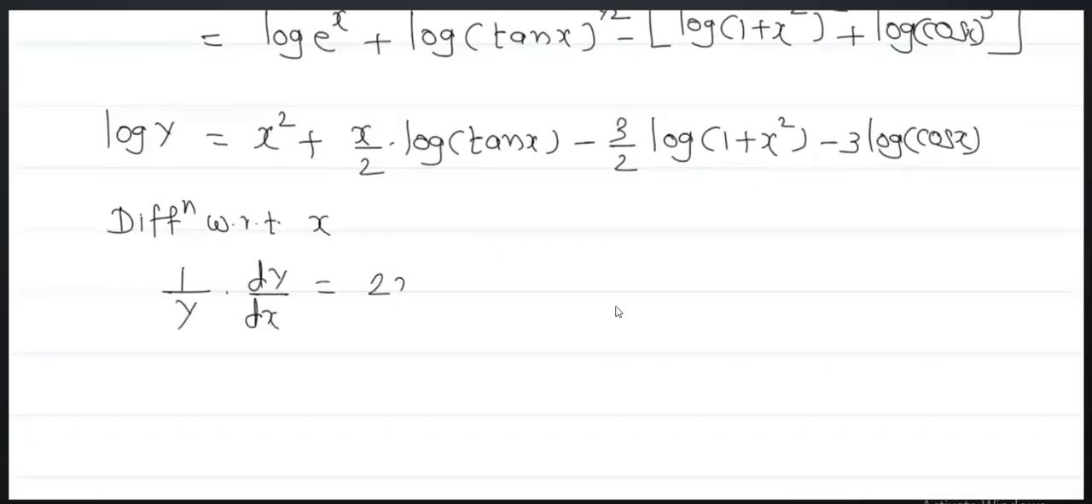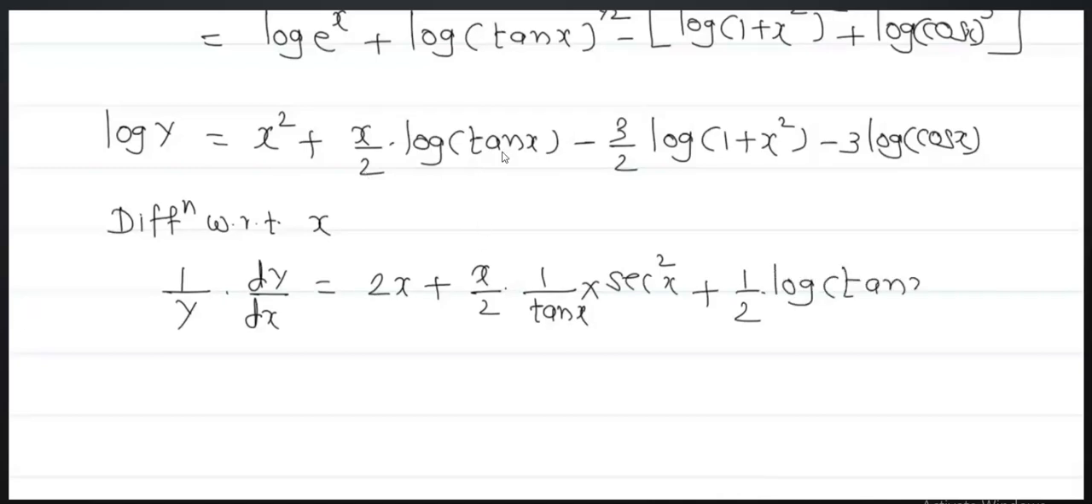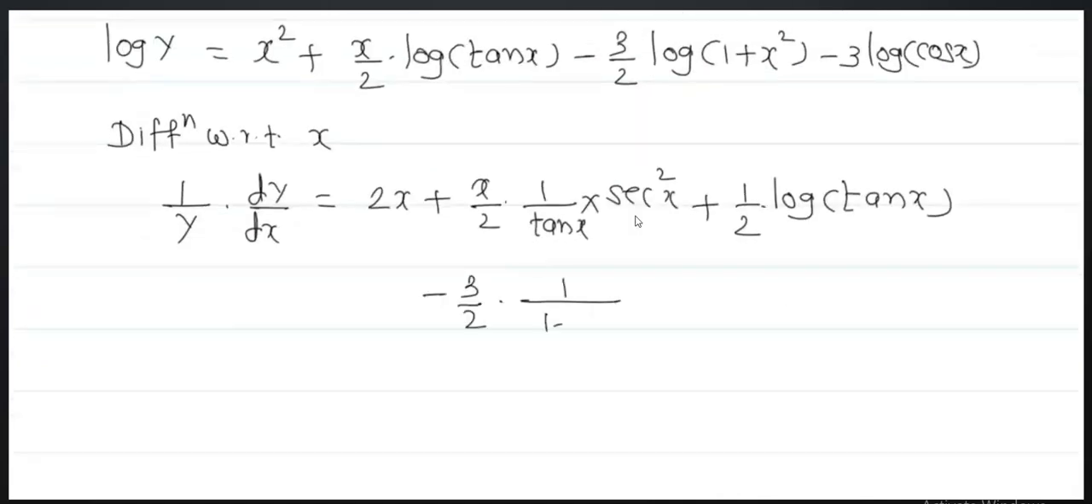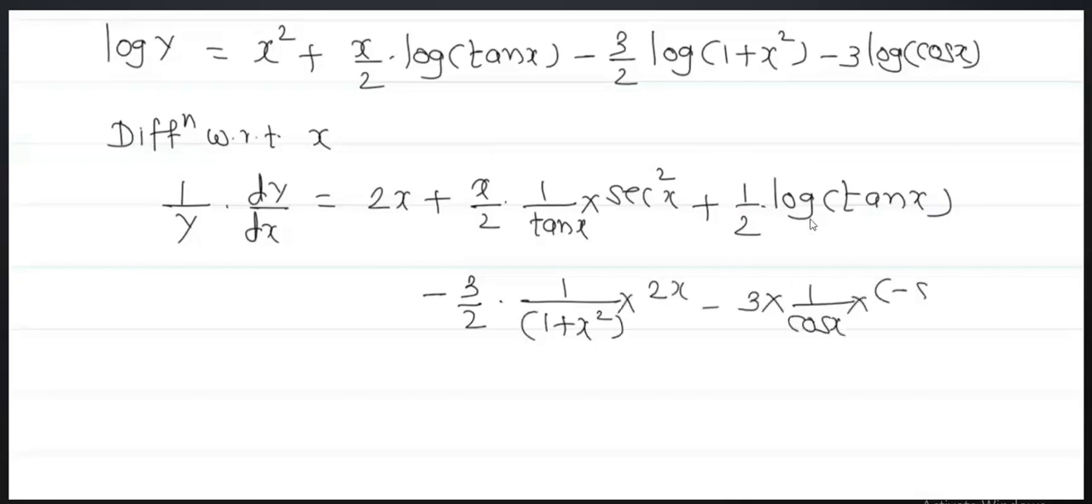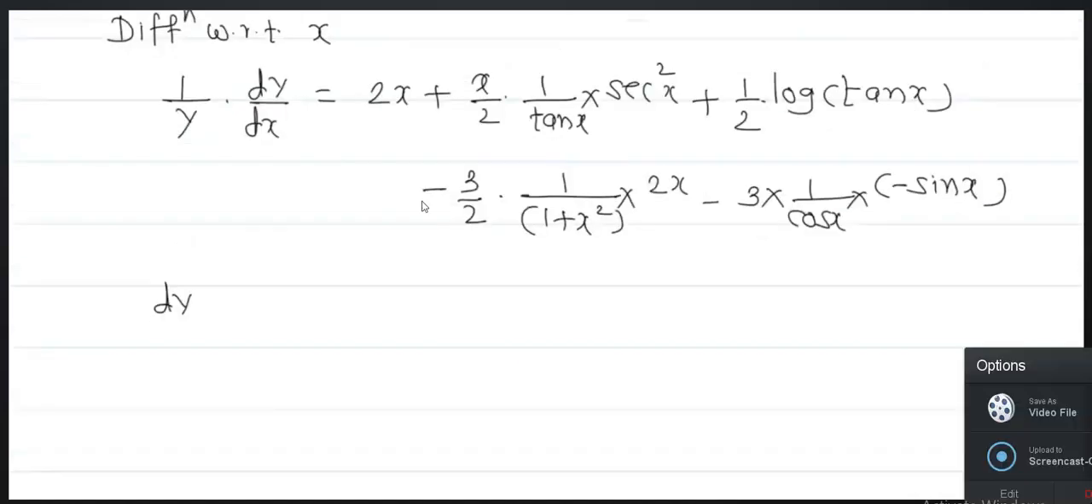1 upon y into dy by dx is equal to 2x upon 2 is x, plus 1 upon 2 tan of x into the derivative of tan of x, which is sec square x, plus 1 upon 2 log of tan x, where the derivative of x is 1, minus 3 by 2 into 1 upon 1 plus x square into the derivative of 1 plus x square, which is 2x, and next is minus 3 into 1 upon cos x and the derivative of cos x is minus sin x.